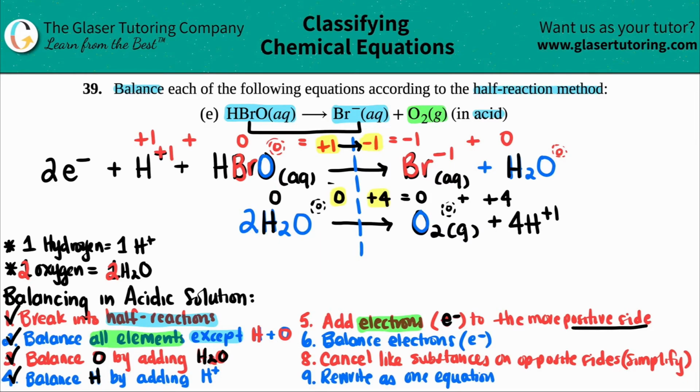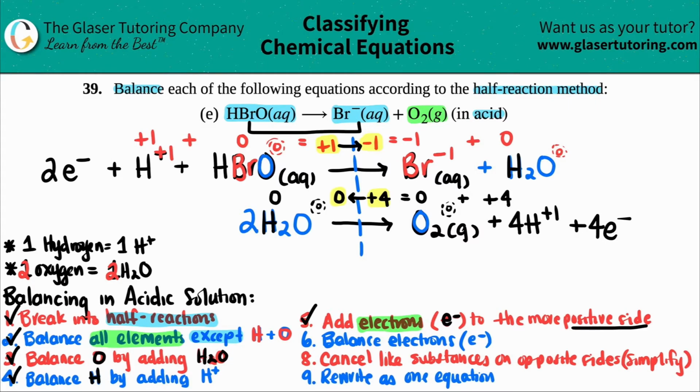Now we compare. Out of a 0 and a plus 4, the plus 4 is more positive. So I know that I have to add electrons to this side. And how many? Well, what's the difference between? How many jumps do I have to go from a plus 4 to go to a 0? Yeah, 4 numbers, right? So I need to add 4 electrons. And now this step is done.